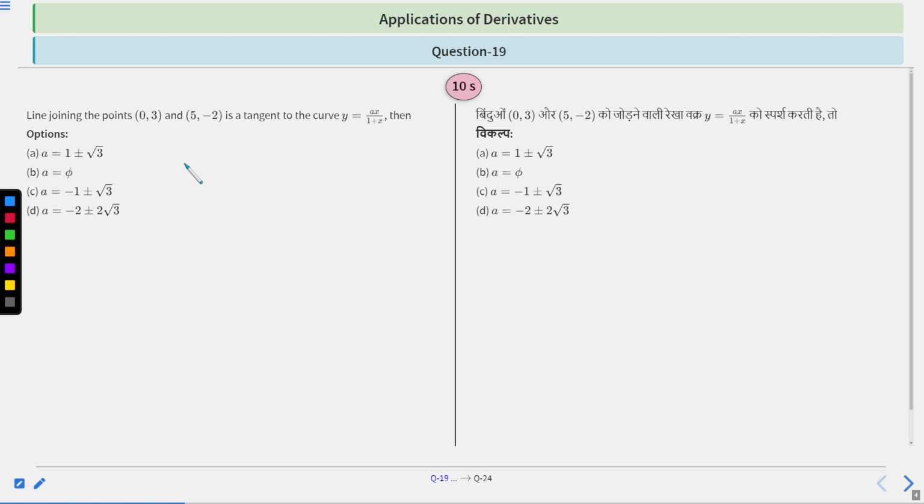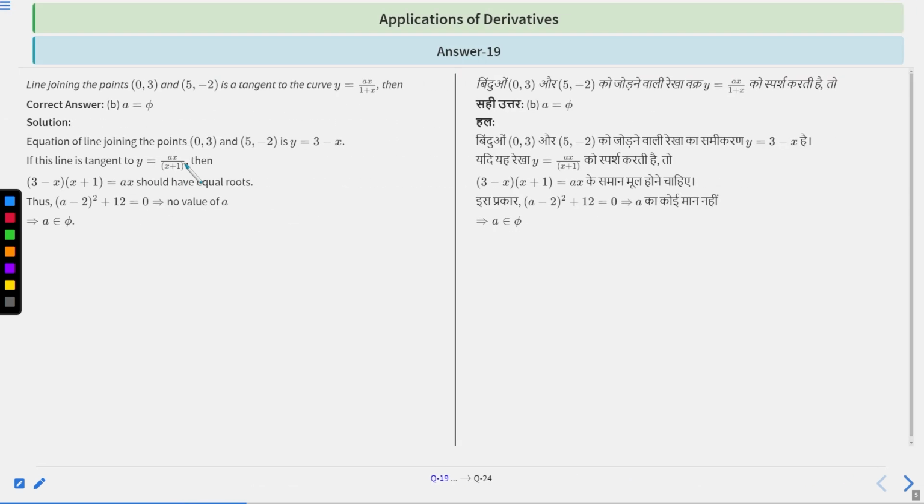So you have 10 seconds to solve this question. After 10 seconds, we will discuss the solution. Okay, let's move to the solution part.